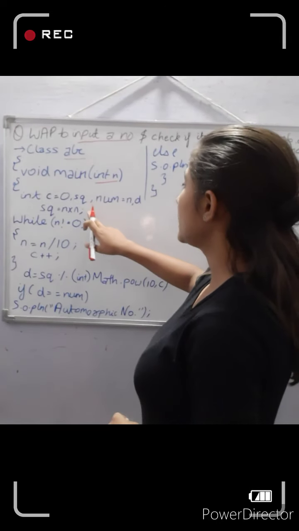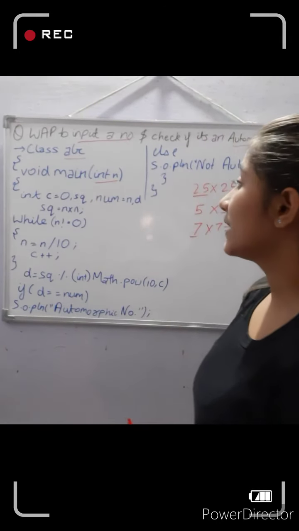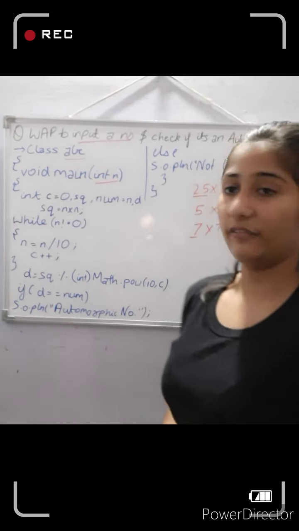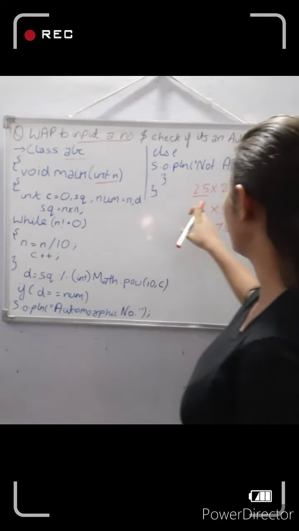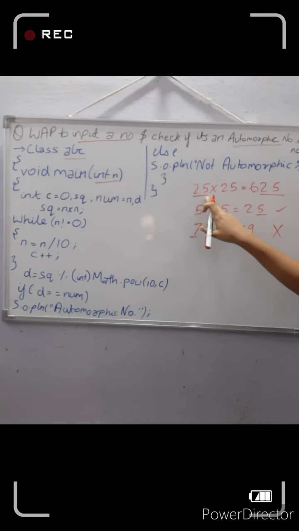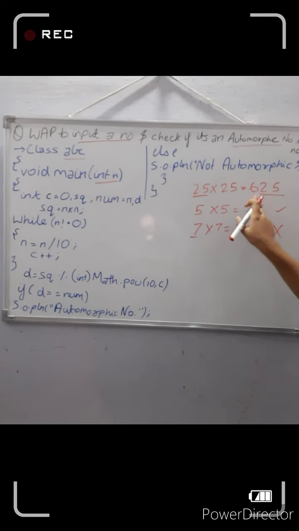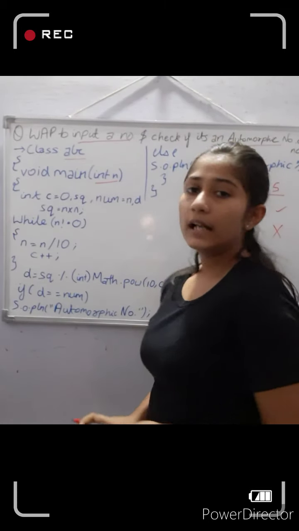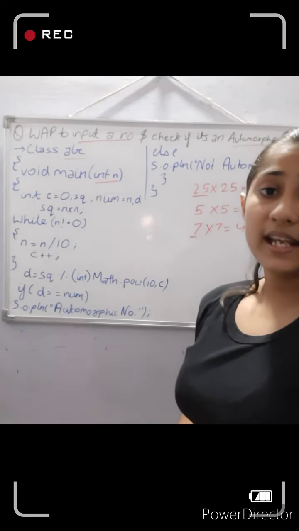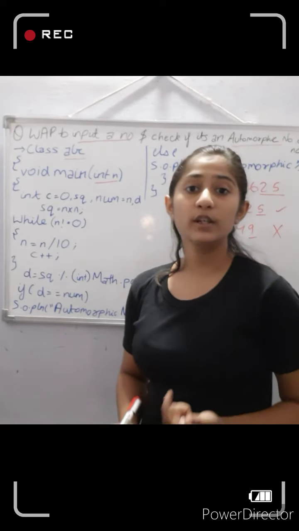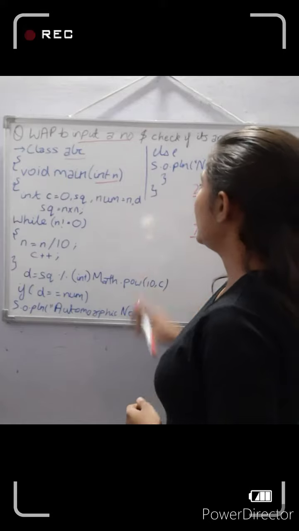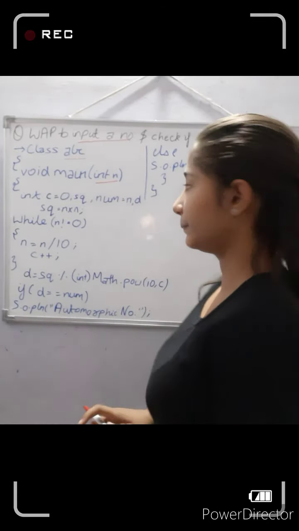Okay. Square is equal to n into n. N was the number entered. So square is equal to number into number itself. So over here, the number entered was 25. So 25 into 25 was the square of the number. Now, number is equal to n. Now we have taken a copy of number n as the value of n is going to change within the program. Okay. And a variable d for extracting the digits.